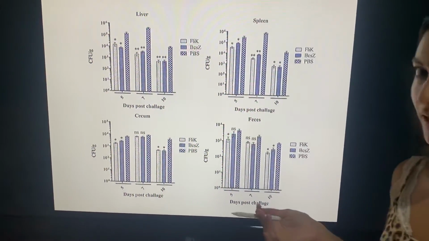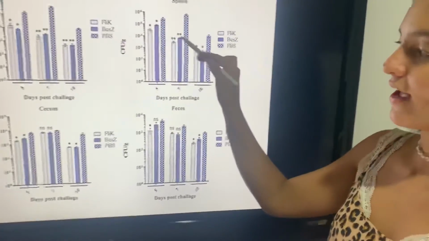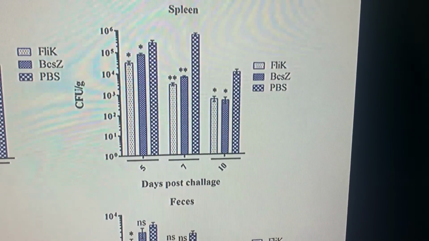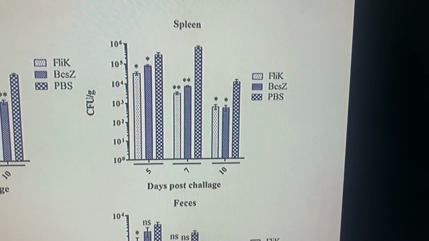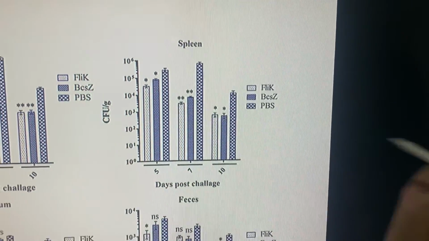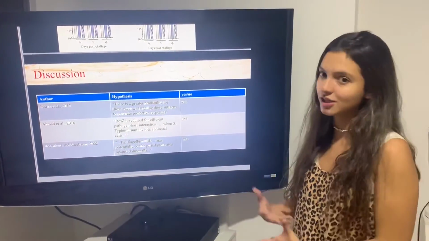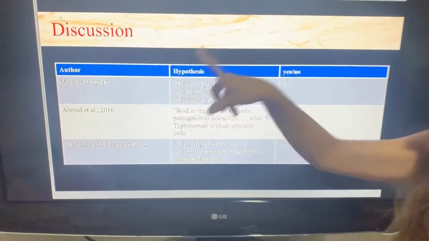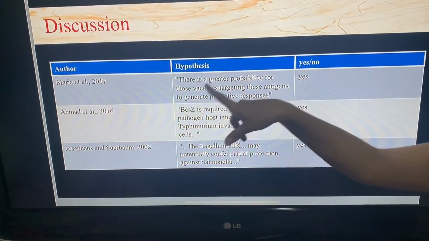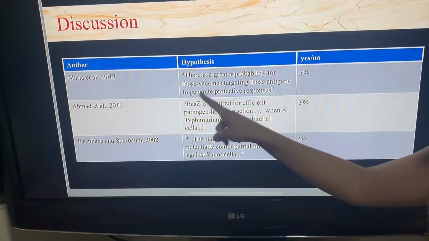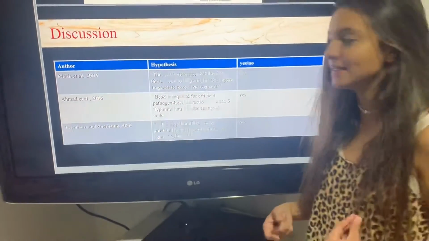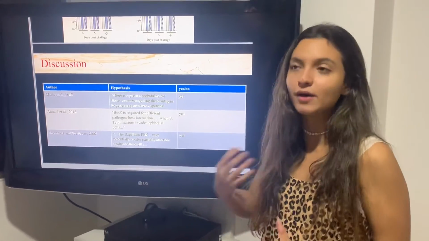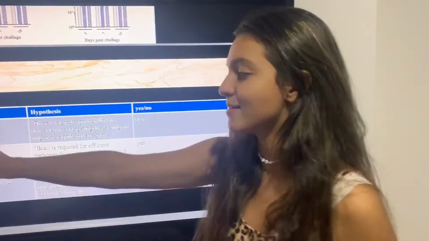And the significance values, which are the ones that have the asterisk, say that the most efficient vaccines were the FliC and the BcsC. So now the discussion. Here we have that Maria et al. 2017 said that there is a greater probability for those vaccines targeting these antigens to generate a protective response. And it did happen, because as we saw earlier, the vaccines had a great response to protect the body against Salmonella.